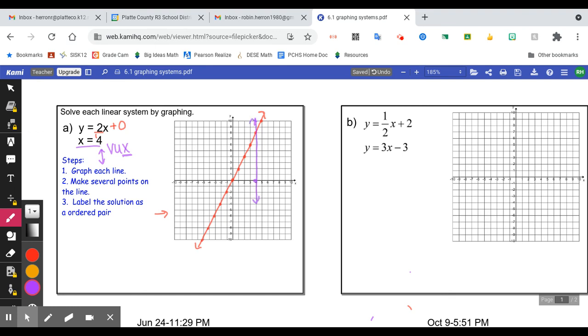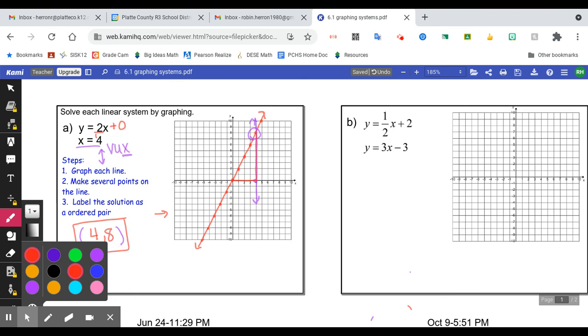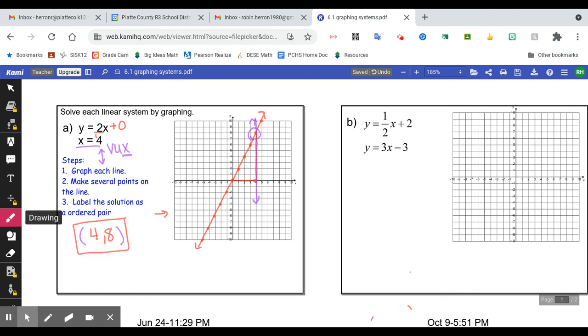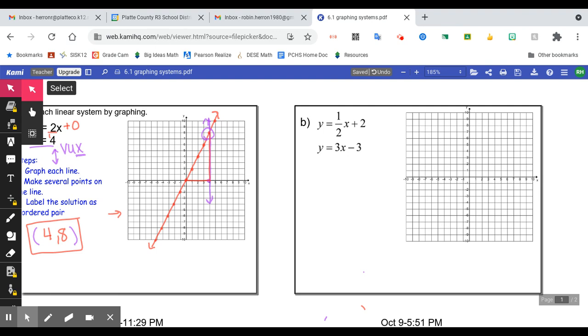Okay? And so my lines intersect right at that point. Again, x, y is going to be our answer. So to get x, y, I have to go over 4, so that's my first point, and then up to 8. So 4, 8 would be my ordered pair for my answer. Okay? Where they intersect is our final answer.